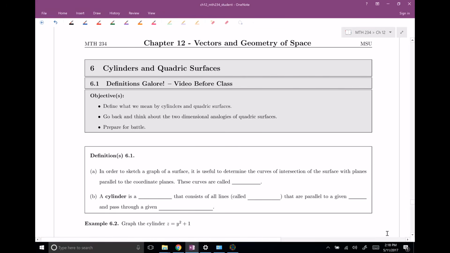Welcome everyone to 12.6. This is the final section in Chapter 12, Cylinders and Quadric Surfaces. So we're going to be talking about different types of surfaces. This is like an upgrade of planes, right? Planes were our first type of surface. Now we're going to upgrade.